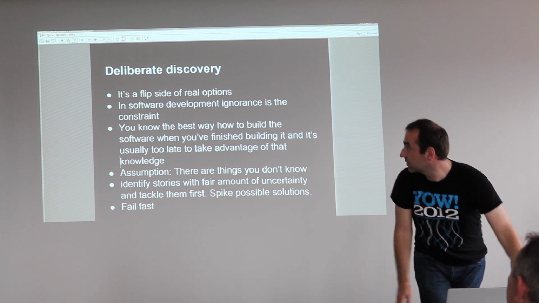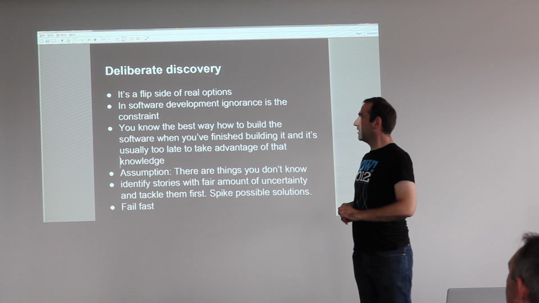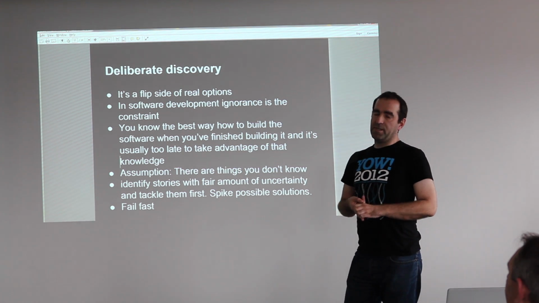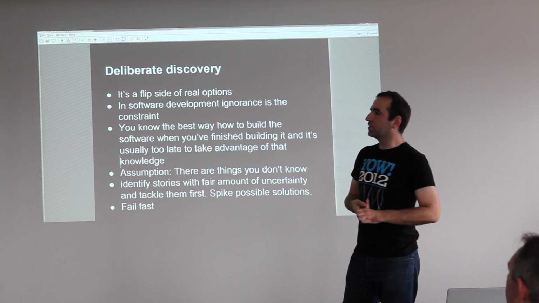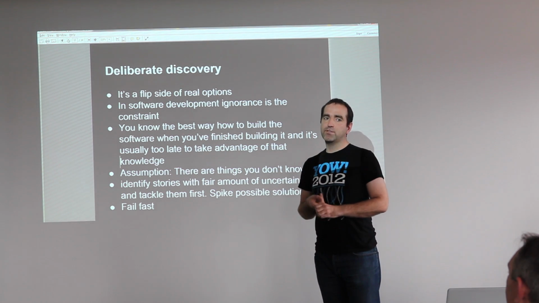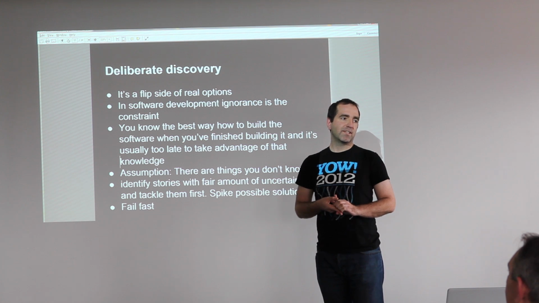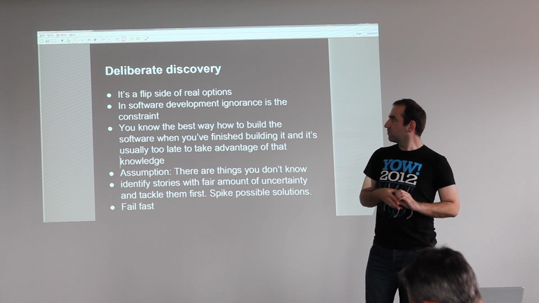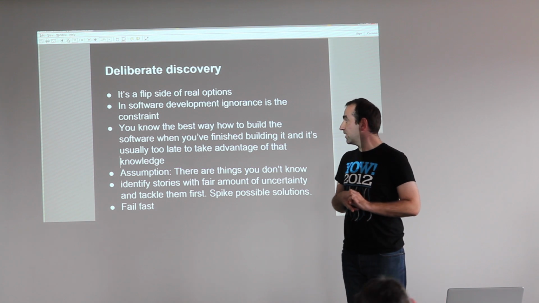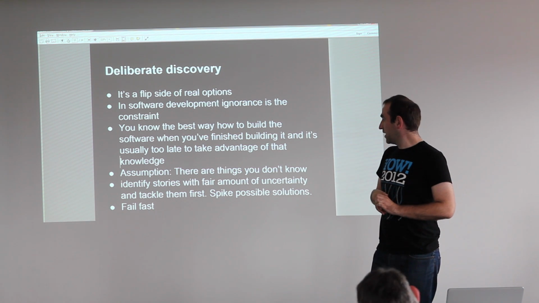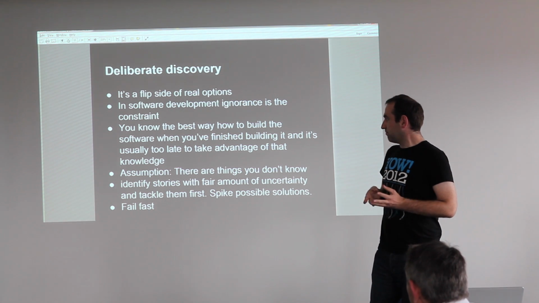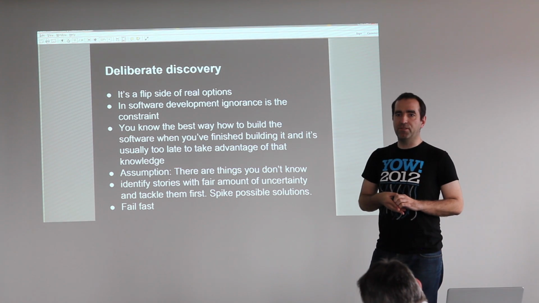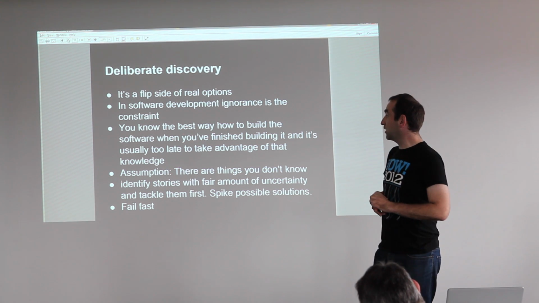The other one is deliberate discovery. Another technique is a flip side of the real option. The main idea here is that you should start working from the features that are more difficult, that have the most unknowns. And basically by doing that, by spiking the possible solutions, you can come up with a better quality outcome.